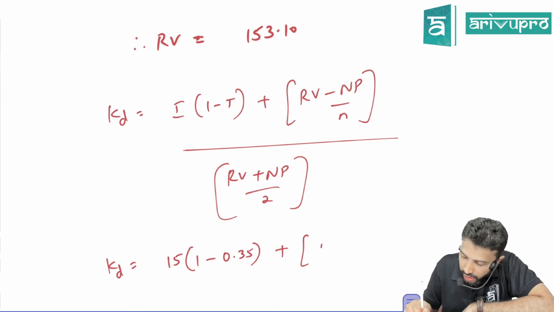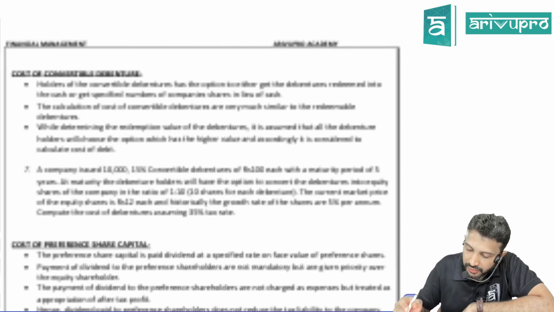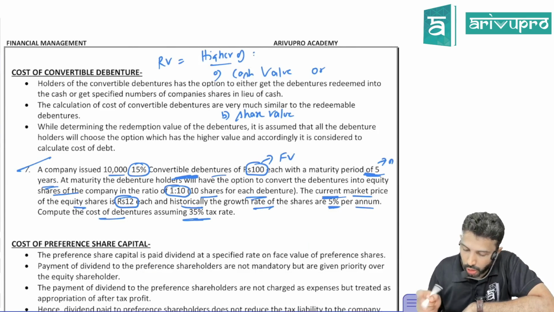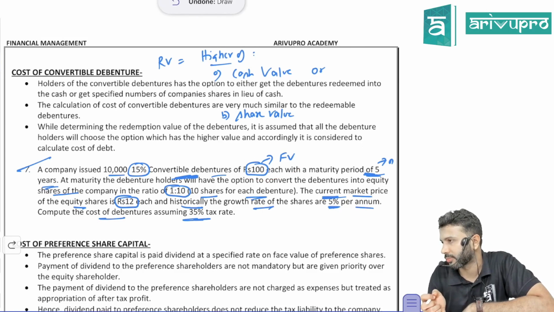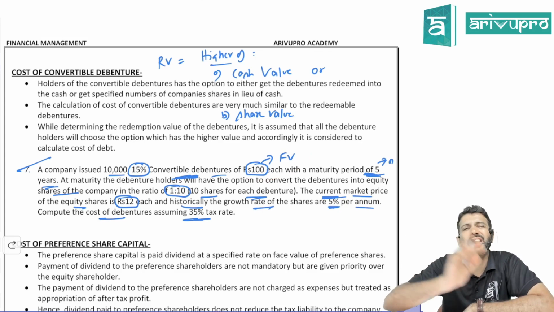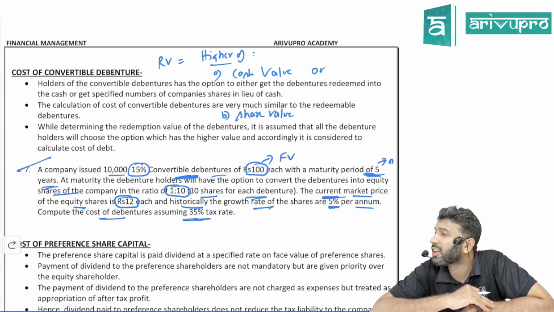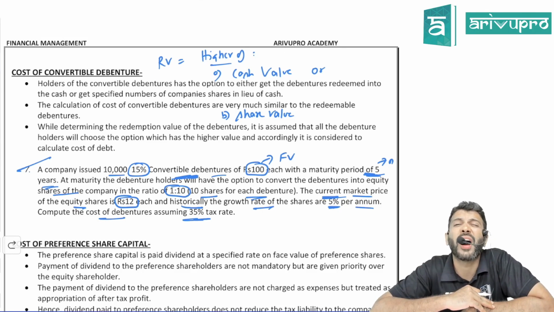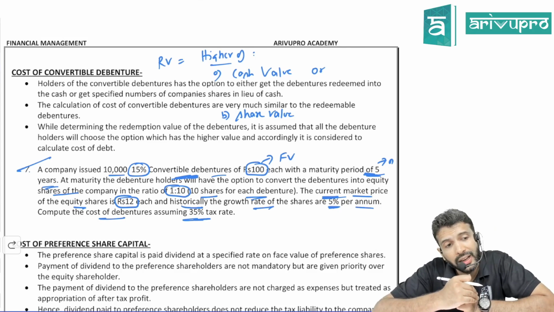RV just now we got it to be 153.10 minus NP. Have they given NP? No, they only told we have issued convertible debentures of 100 each. The company has issued it now. Face value is 100, but they have not given the issue price. If they don't give any issue price, what do we normally assume? The debentures have been issued at par itself.